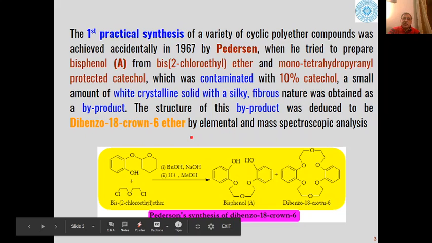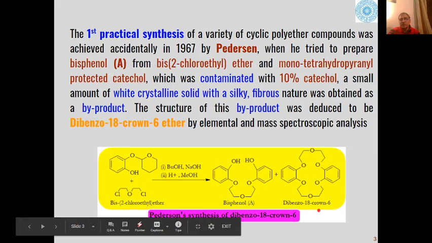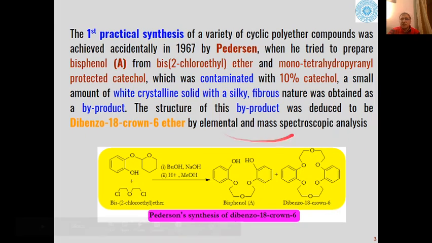And when this mono-tetrahydropyranyl protected catechol was contaminated with 10% catechol, because of this dibenzo-18-crown-6 was also formed as a byproduct during this reaction, and the structure of this byproduct was found to be dibenzo-18-crown-6 on the basis of elemental and mass spectroscopic analysis.